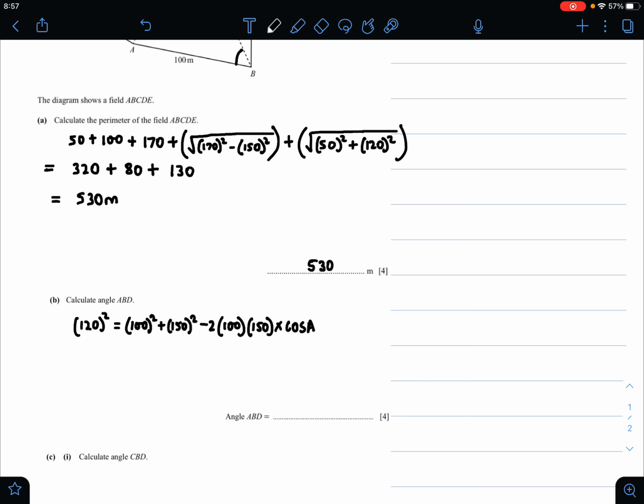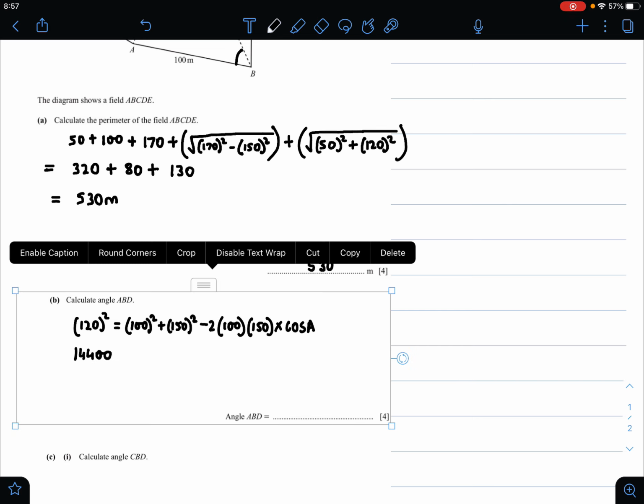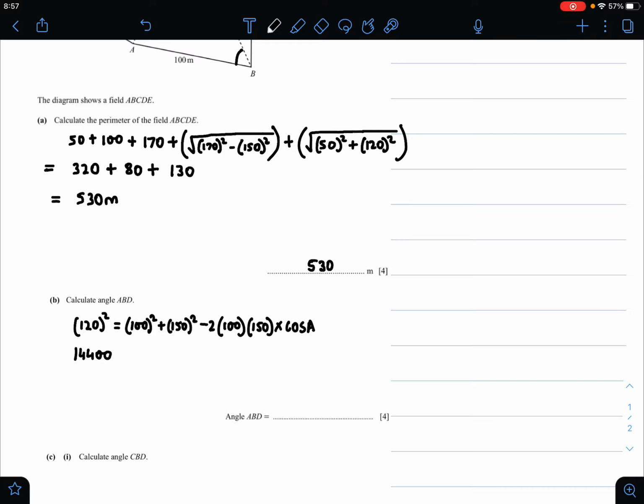So 120 square is equal to 14,400. Now we can take the 100 square plus 150 square to the other side of the equation, so it will become minus 100 square, which is equal to 10,000, plus 150 square, which is equal to 32,500, and this is equal to minus 2 times 100 times 150, so 30,000 cos A.